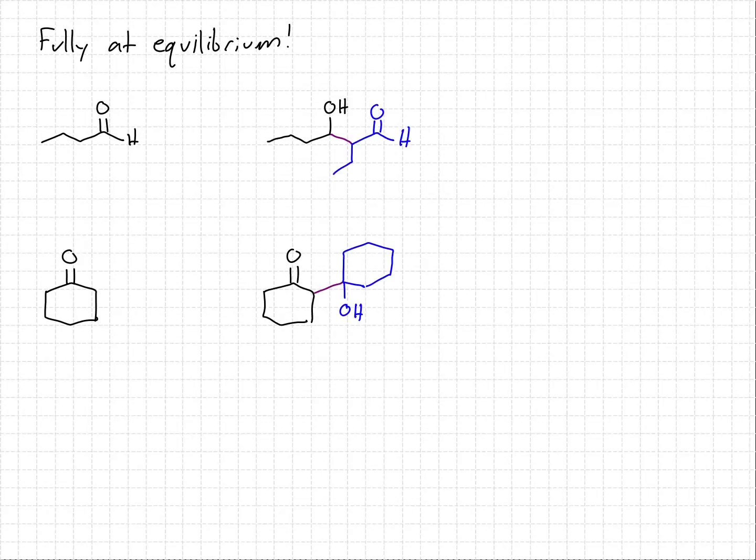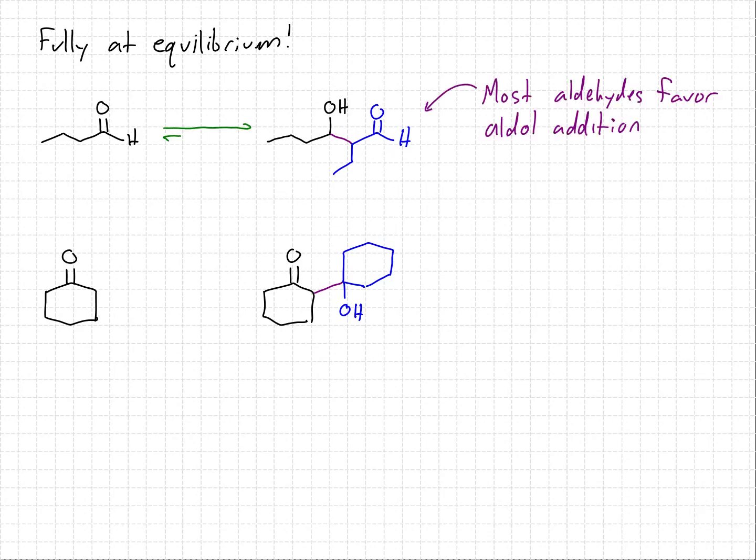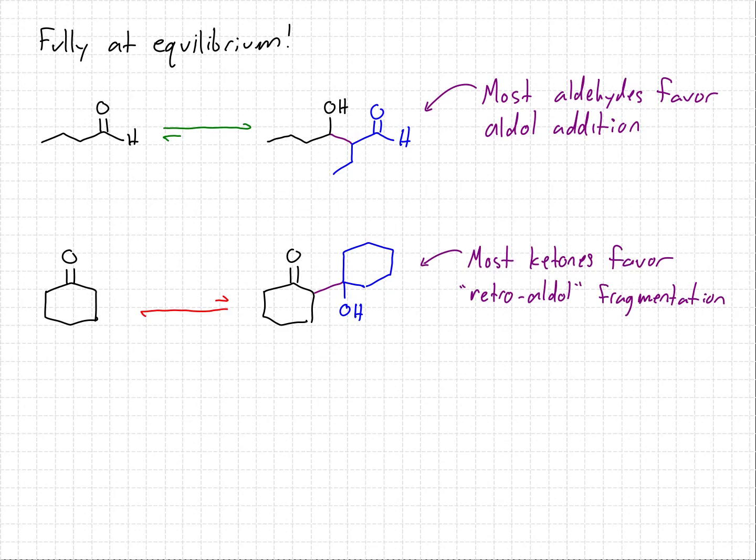For example, both of them can form aldol products when treated in solution with a base, but while the aldehyde will favor the aldol addition product, the ketone will generally favor the reverse reaction, which is known as retroaldol. This fragments the molecule back into 2 equivalents of ketone. We'll see that we can actually exploit this reaction and that it's very common in a lot of biological systems.